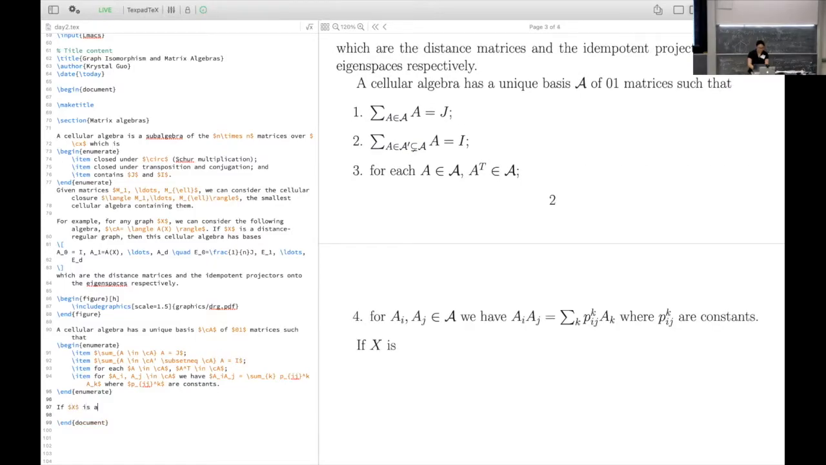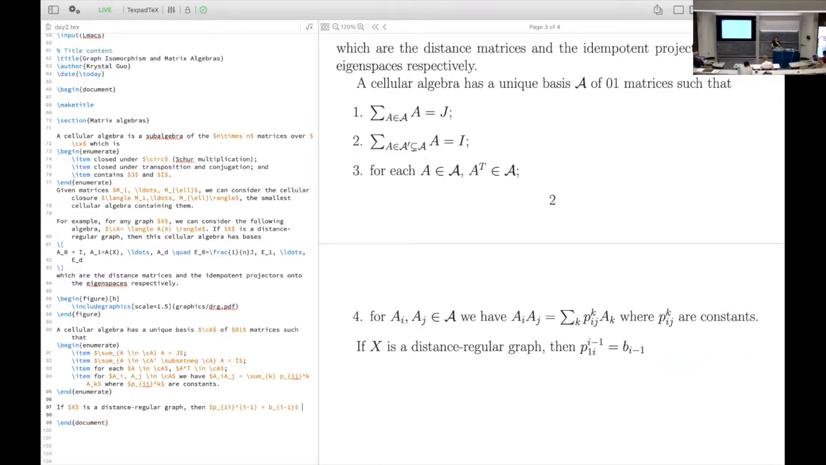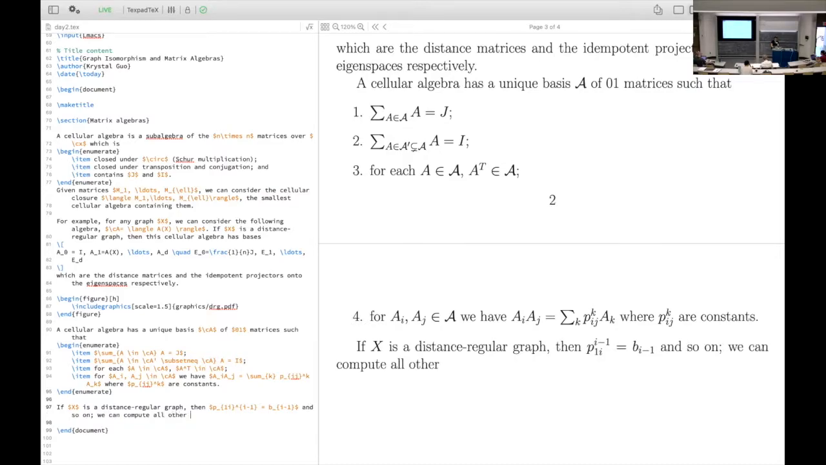And if X is a distance regular graph, what you can compute is p_{1,i}^{i-1}. This is b_{i-1}, right? And so on, and similarly for the a_i's and c_i's. And we can compute all other p_{ij}^k from the a_i's, b_i's, and c_i's.